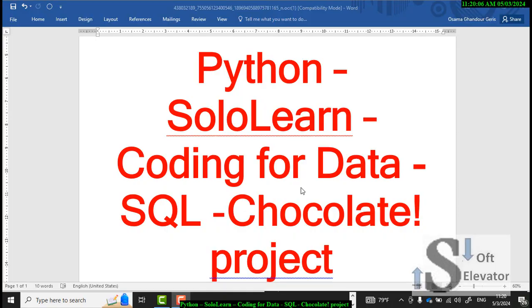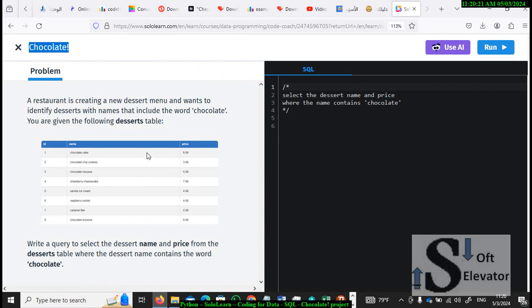Getting a certificate from SoloLearn in Python, about coding or for data and SQL, the chocolate program, or chocolate project. Let's practice this project.